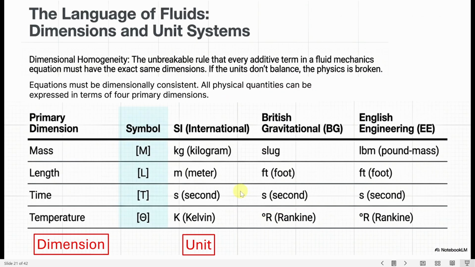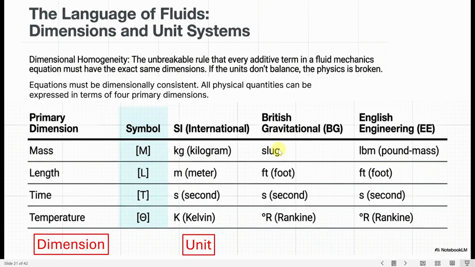Let's go back to our slide. You see here our primary dimension is mass, the symbol is M, and the SI unit is kilogram. Length, L, is in meter. Time, capital T, the unit is second for SI, and then we have temperature, capital theta, and the unit is Kelvin. And we have this other system as well.